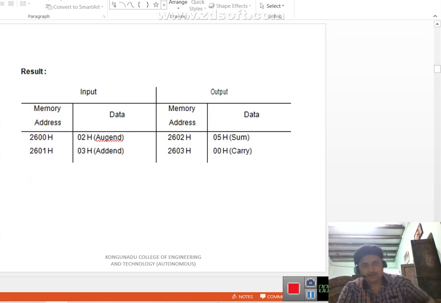Okay, so let us discuss the output. If we give the inputs 2 and 3, it adds and gives the sum and carry. So this defines Unit 2.